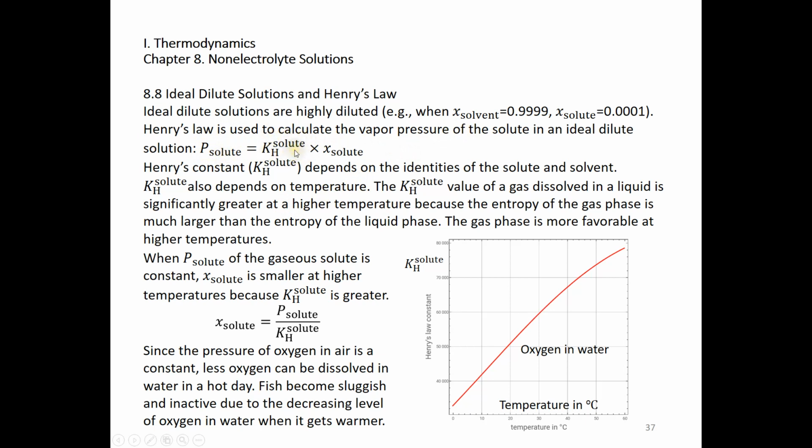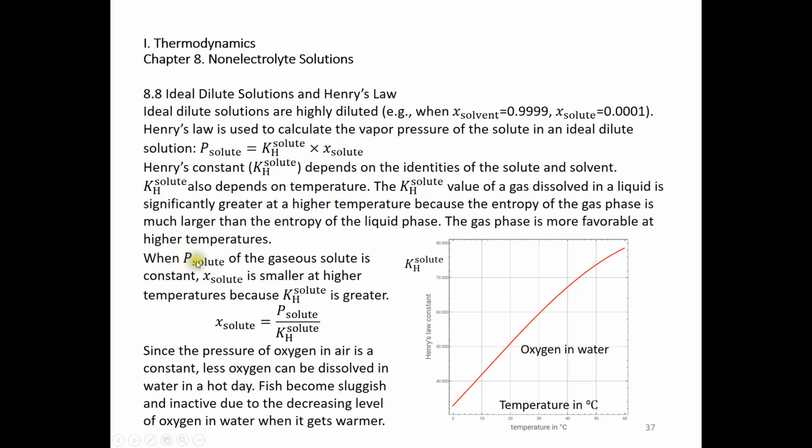This Henry's constant is larger at a higher temperature, and therefore we have a smaller mole fraction of oxygen in water, and fish do not get enough oxygen on a hot summer day, and they tend to be more sluggish.